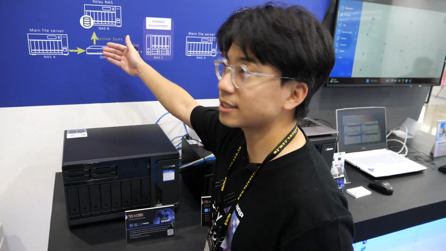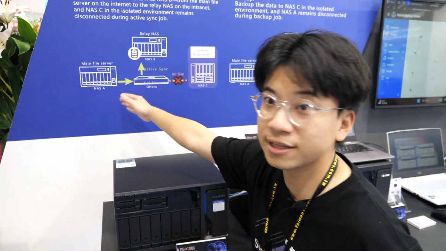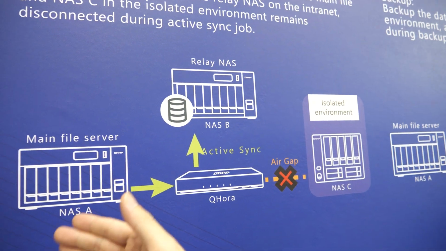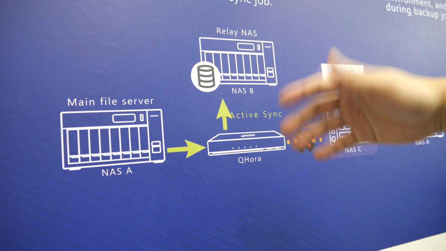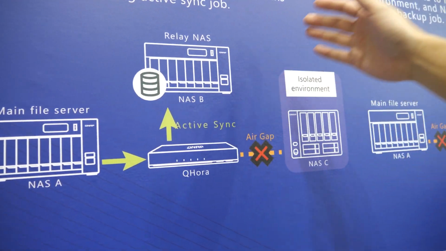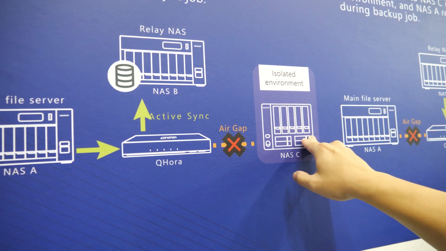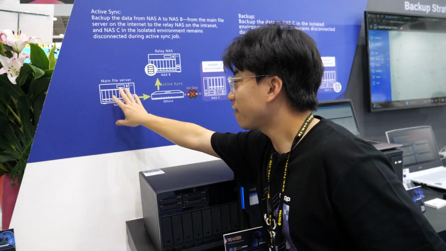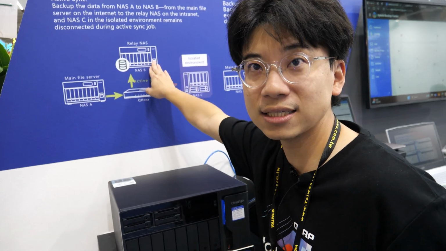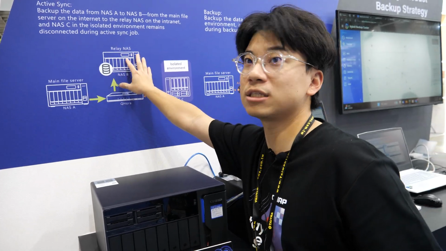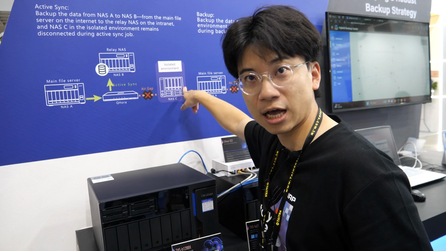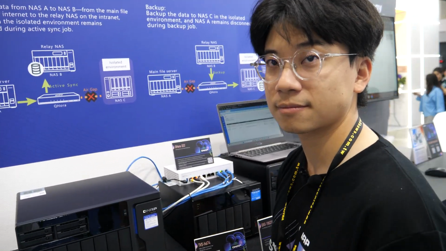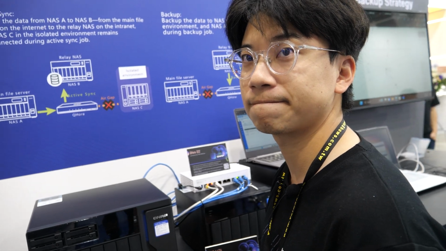So here is our scenario. We have three NAS. This is the main server NAS, which can be accessed from the outside, from the internet. And this is our relay NAS, and this is our backup NAS. What is a relay NAS? Relay NAS means that the file will be transmitted to the relay NAS, and after that, we will transmit the file to the backup NAS. So this is the relay, to the air gap, the isolated environment.